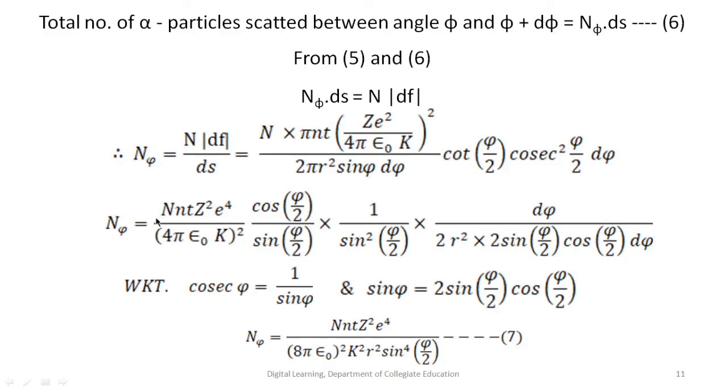ಅದ್ರಲ್ಲಿ ಸಿಂಪ್ಲಿಫೈ ಮಾಡಿದಾಗ N N t Z square e power 4. So here 2 into 2, 2 square 4 into 2 whole square ಆಗುತ್ತೆ, 8 pi epsilon naught whole square K square ಈ ಕಡೆ ಬರ್ಕೊಂಡಿದೀವಿ r square here. Cos phi by 2, cos phi by 2 will cancel and the remaining is sin phi by 2 into sin square phi by 2, sin cube phi by 2 into sin phi by 2 will be sin power 4 phi by 2. Call this as equation 7.